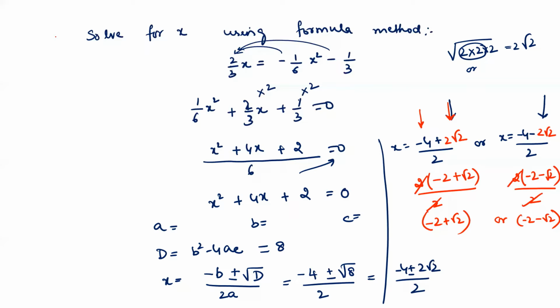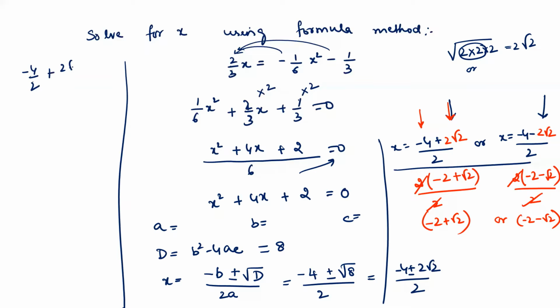Is the step clear? Yes, ma'am. This is one step, or after this, we can share the denominator. This is the other way to cancel. This is what Prerna was telling. You can either take out the common factors and then cancel the denominator, or you can share the denominator. Is that clear? Yes.